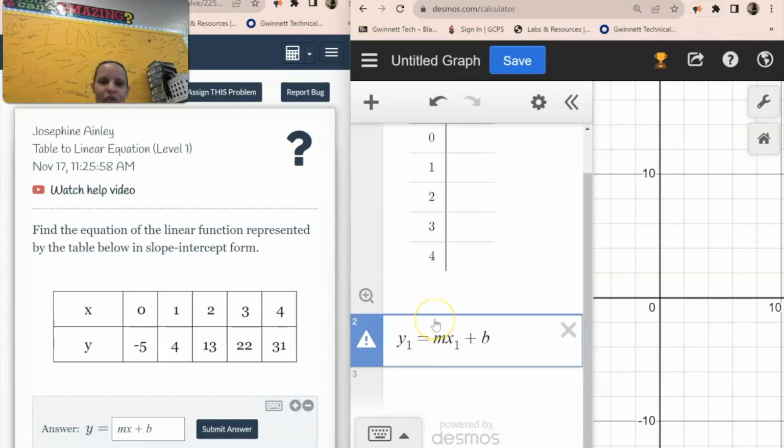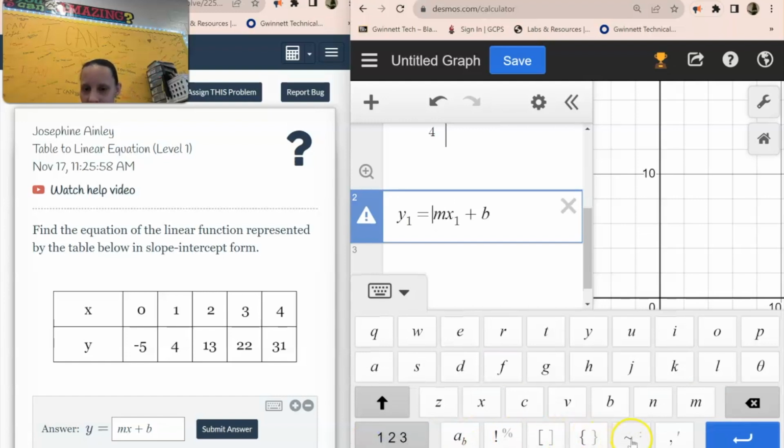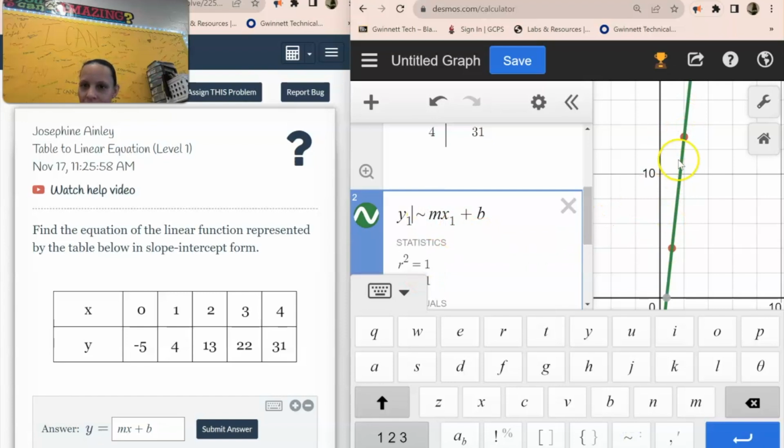And the only thing you have to remember, which I wish you didn't have to remember, but you do, is you change the equal sign to a squiggly line, which again, there's a name for this. I don't know what it is. Change the equal sign to a squiggly line. Boom, you see it's graphed it for you.